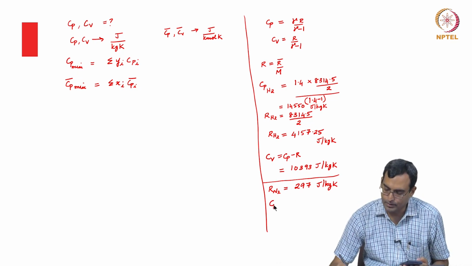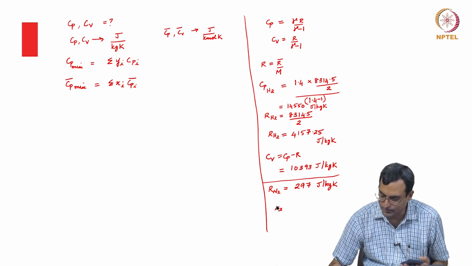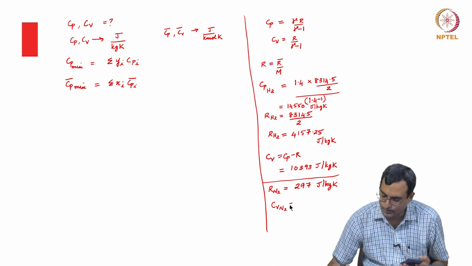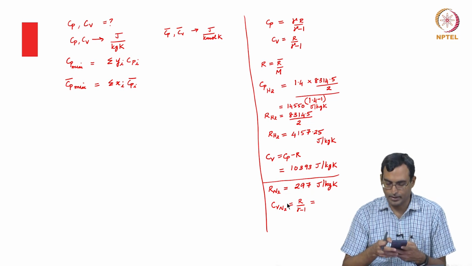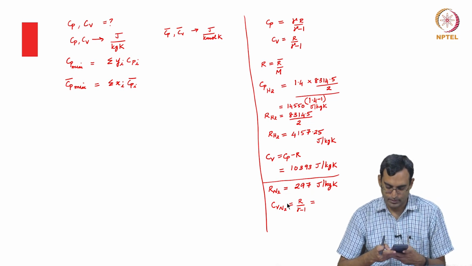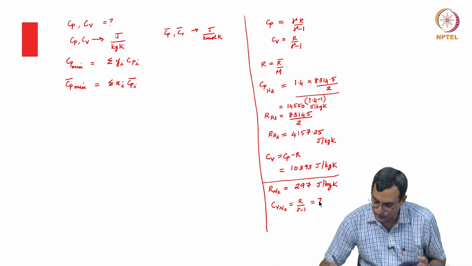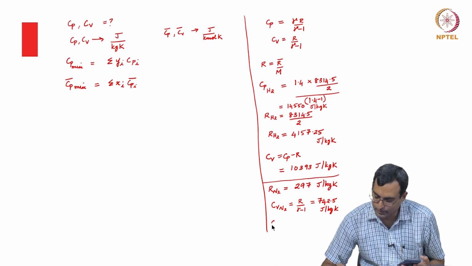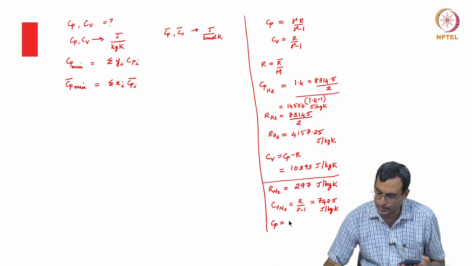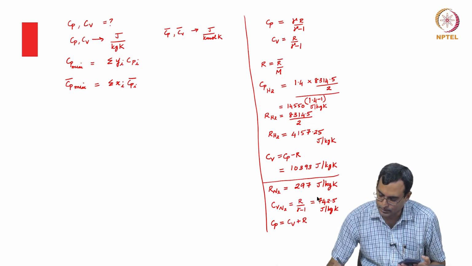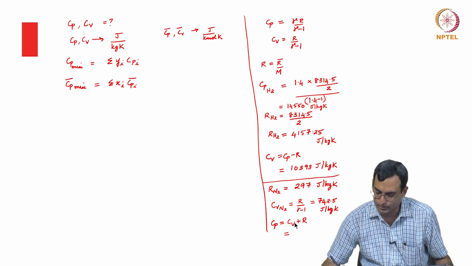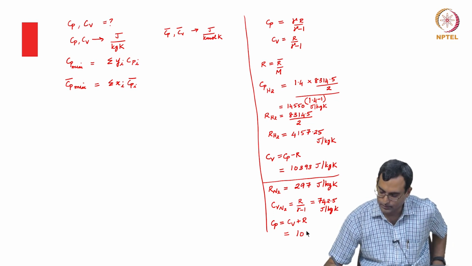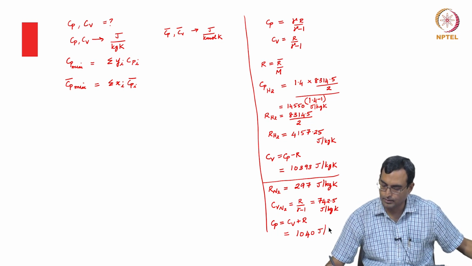So, I can find Cp of nitrogen, which is gamma, or let me find out Cv of nitrogen first. This is R by gamma minus 1. R is this, gamma is 1.4, it is a diatomic gas. So, I have 297 divided by 0.4, which is 742.5 joules per kg Kelvin. And Cp is gamma into R by gamma minus 1, or essentially Cv plus R. So, this plus this, which is about 1040 joule per kg Kelvin.